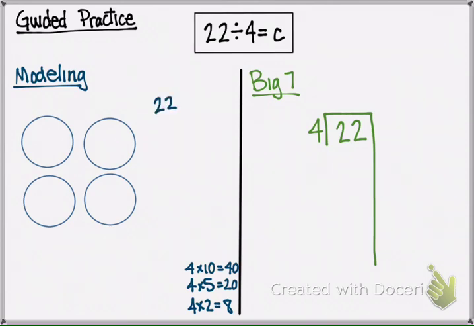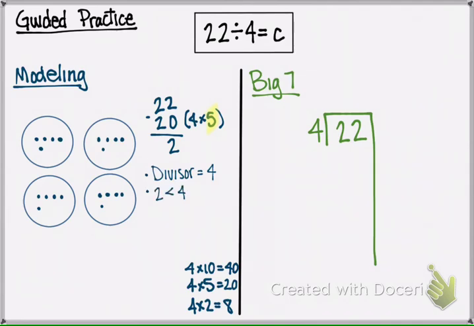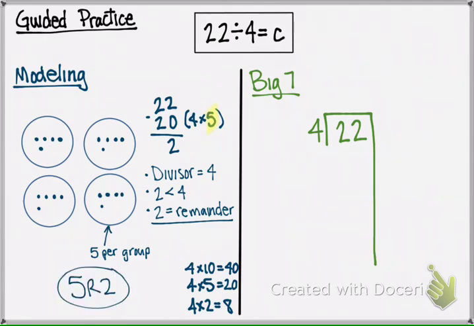We're trying to get to the number 22 in our modeling. We can't do 40 because it's too big, so let's do 20. 4 times 5 is 20. We're going to subtract that from our dividend and get 2. That means that 5 1s are in each of our circles. Our divisor is 4. We have that 2 left over, and 2 is less than 4, so 2 is our remainder. We have 5 1s in each circle, so we have 5 per group. 2 is the remainder, 5 remainder 2.